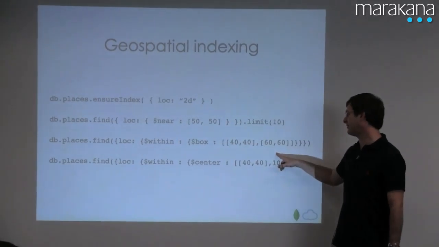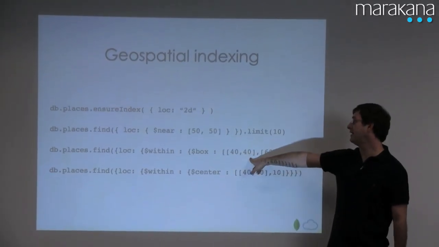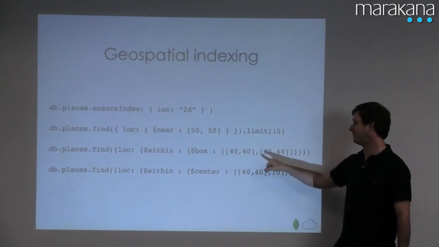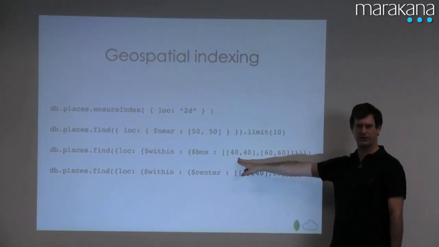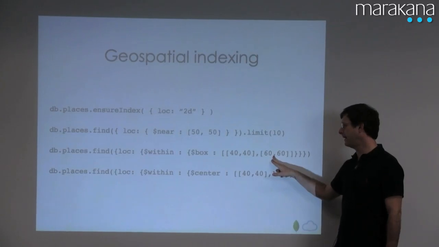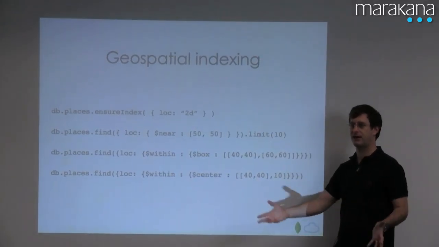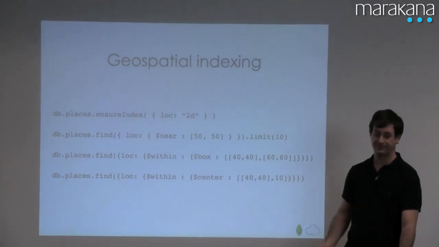And similarly, this is how you would say, get me all the places in the database that are within the bounding box specified by this rectangle. And I think it's lower left corner, upper right corner. Similarly, circle, point and radius. Give it a point and a radius. It'll tell you everything within there.